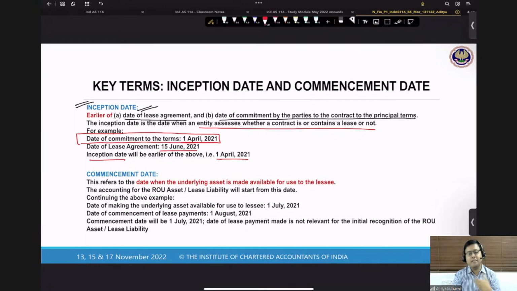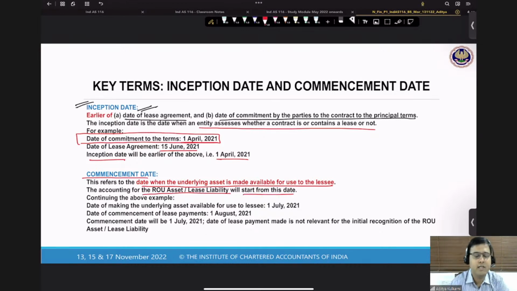But what do we have to do with the inception date? Okay, you have decided. What we need, sir, is on which date to pass the journal entry. The stories and explanations are all very nice to hear, but the point is on which date the journal entry is to be passed. For that we refer to the commencement date. It refers to the date when the underlying asset is made available for use to the lessee. The accounting of the ROU asset and lease liability will start from this date.